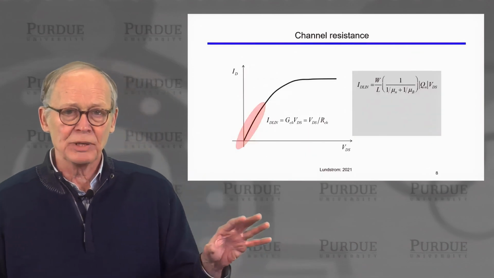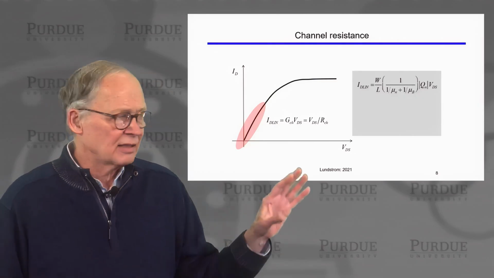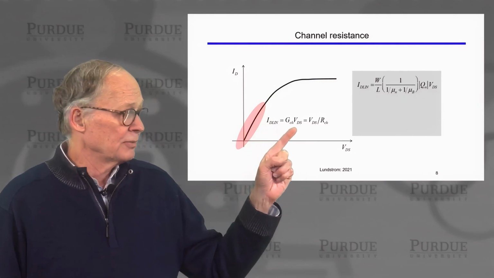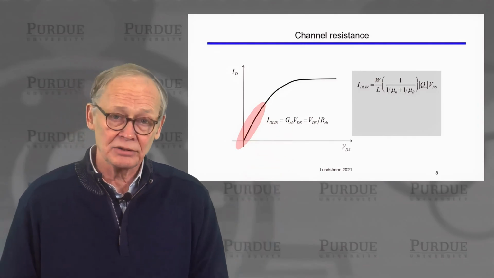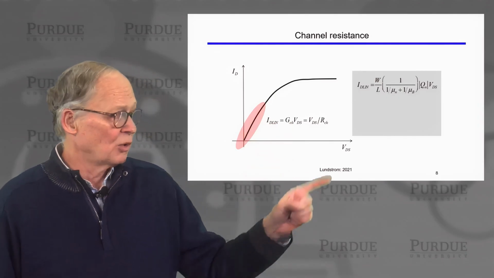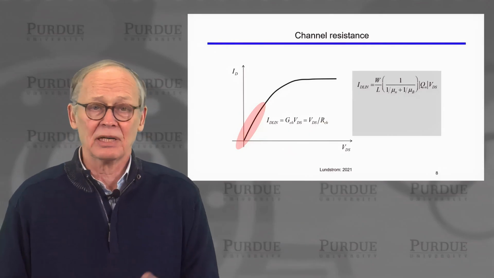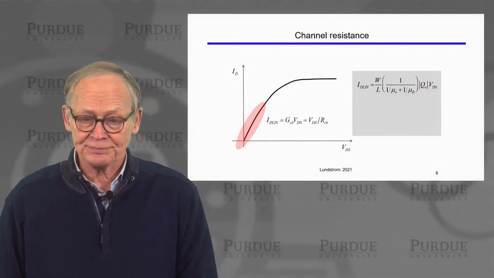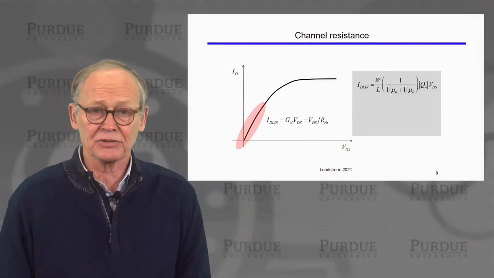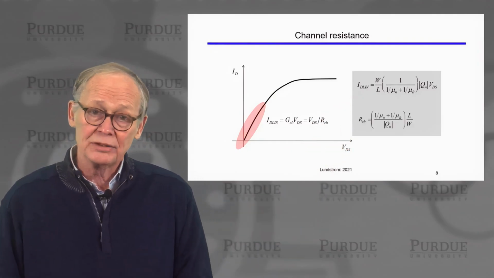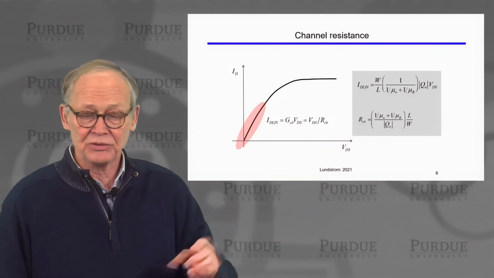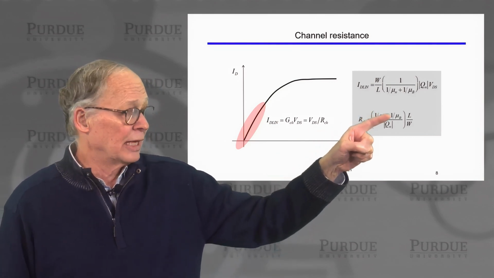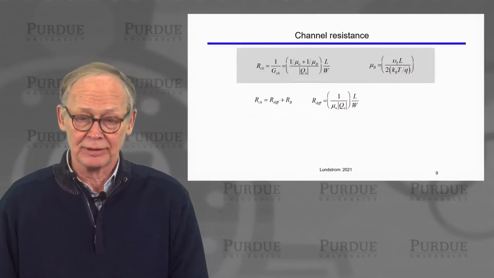All right, now just before we proceed to the saturated current, let's look a little more at the linear region current. The current is conductance, channel conductance times drain to source voltage, or we could write that as drain to source voltage divided by the channel resistance. Well, we have an expression for this current. We can deduce what the channel resistance is. It'll have two terms, one involving the diffusive mobility and one involving the ballistic mobility.